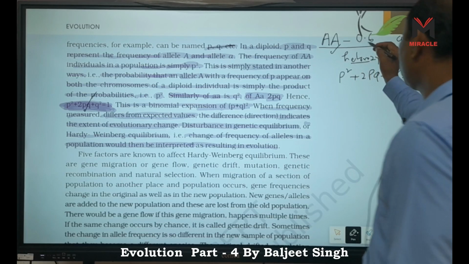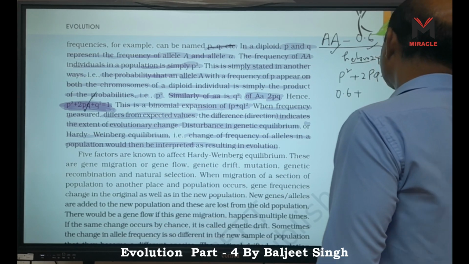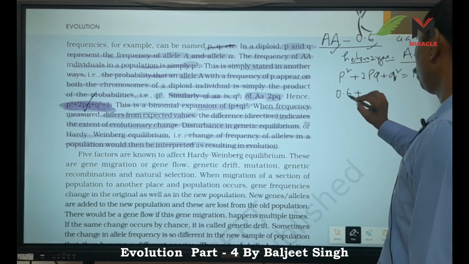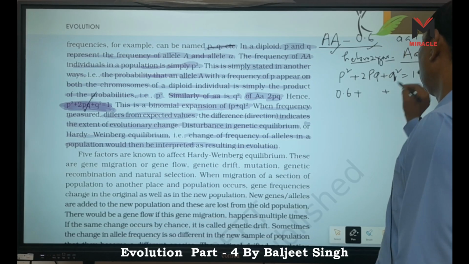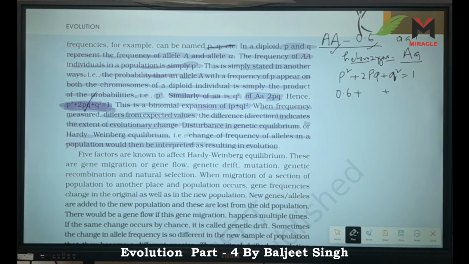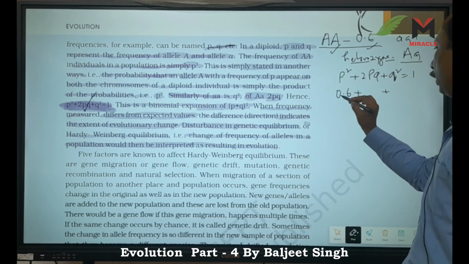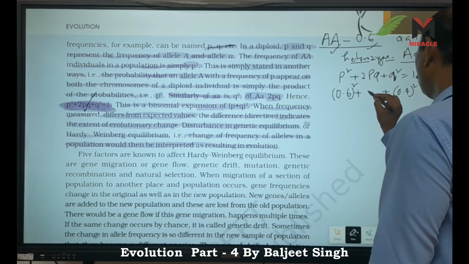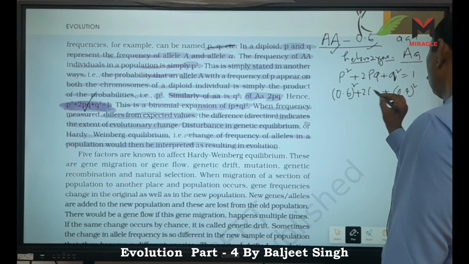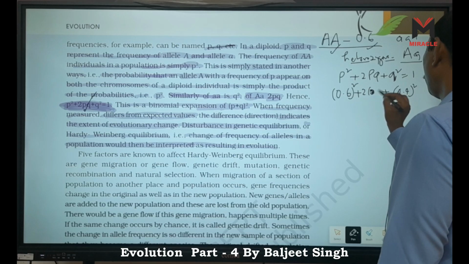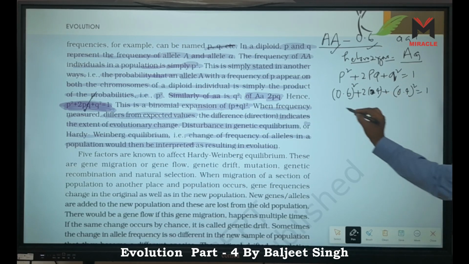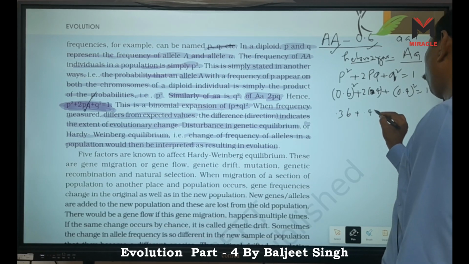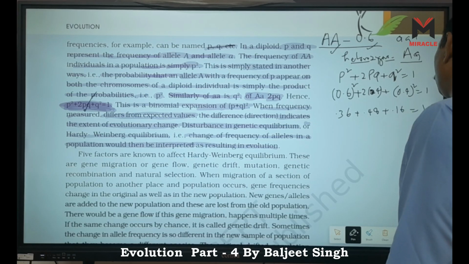You can find out: p is given as 0.6, so q, for small a, is 0.4. Then p square is 0.6 square, q square is 0.4 square, and the heterozygous is 2 multiplied by 0.6 multiplied by 0.4, which is 0.48. So 0.36 plus 0.48 plus 0.16 is equal to 1.